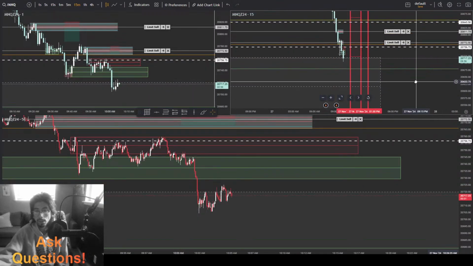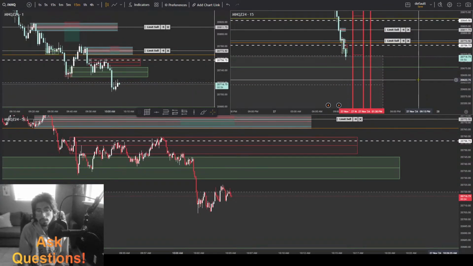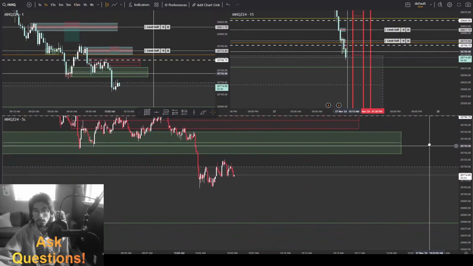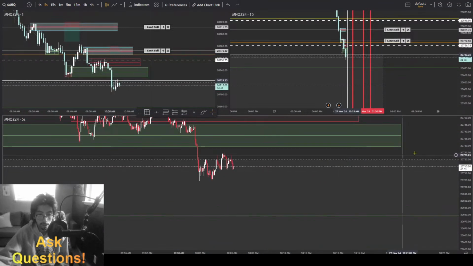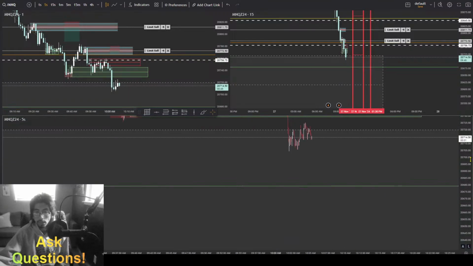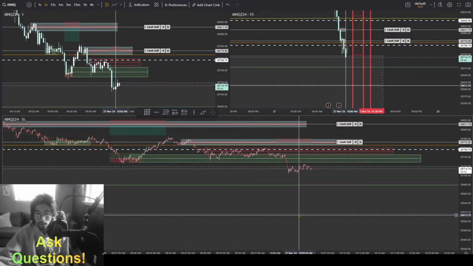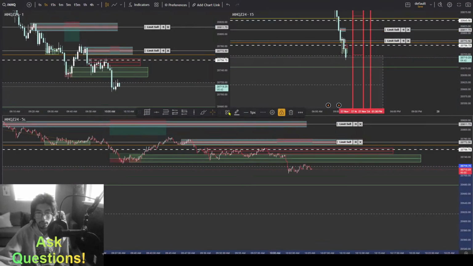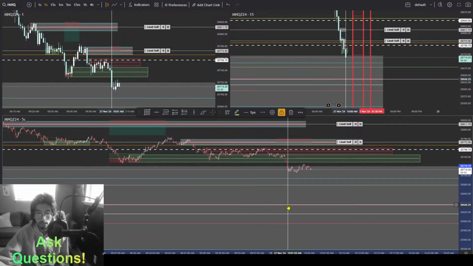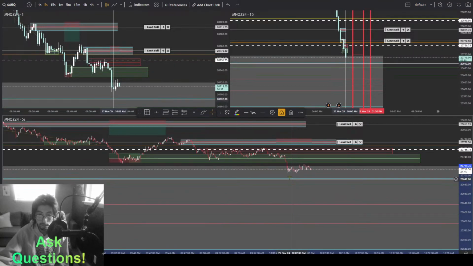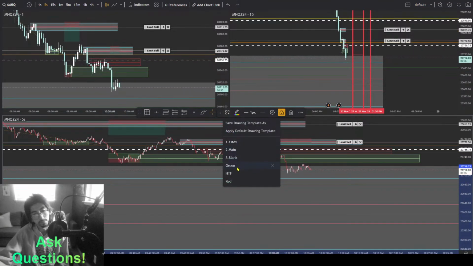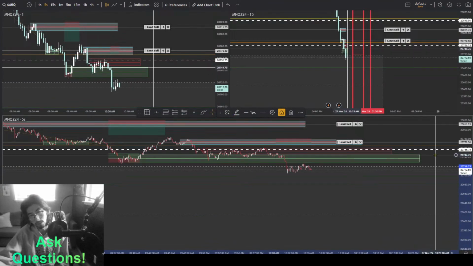There's a reaction to the 15 minutes on there. 50% of this 15-minute is right here. Actually, we can see where 40% is at. Yeah, it's 40%. So if we came here and then came to the blue, this one's mitigated. High time frame.